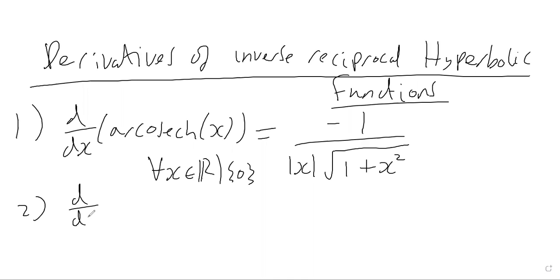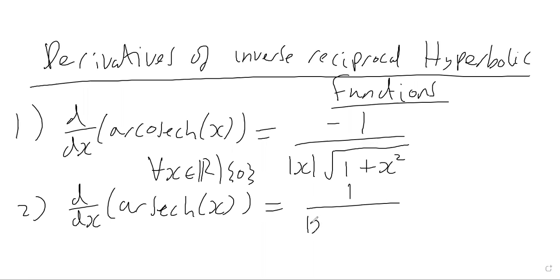And then if we go to the next one that we did, we differentiated the ARSECH function of x. And when we did this, the result we got was very similar. So +1 over the modulus of x, but this time the square root of 1 minus x squared. And this result was valid for all x numbers between 0 and 1. So x had to be strictly between 0 and 1 for this result to hold true.